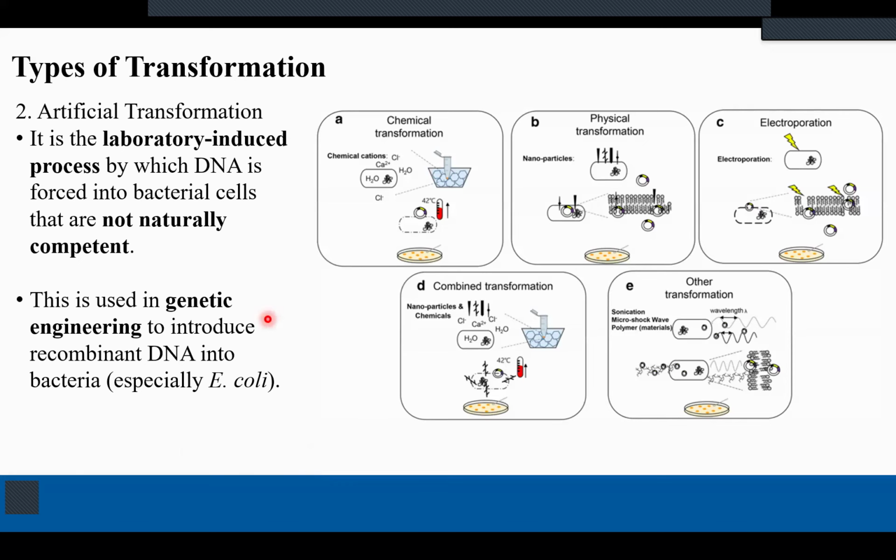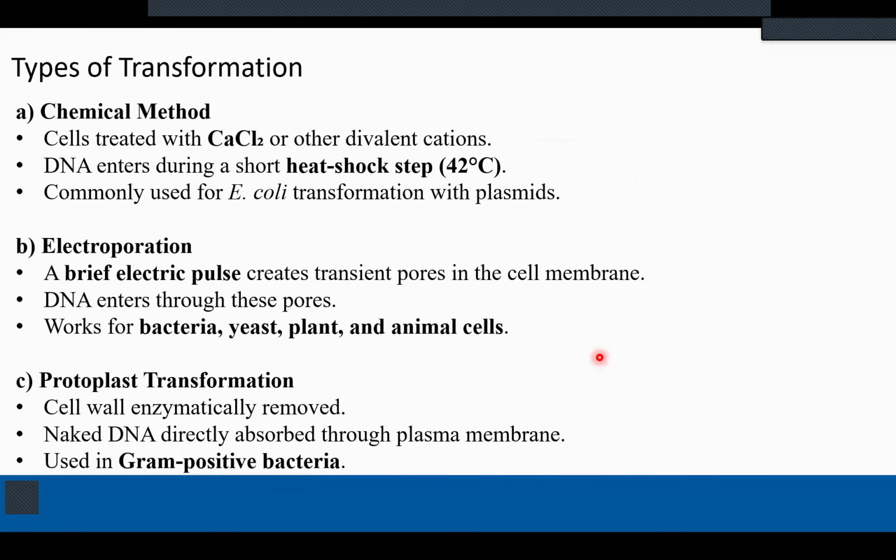Now, the second type of transformation is artificial transformation, where we are going to induce transformation through in vitro conditions. These cells are not naturally competent, but we are inducing the process of competence to them. So we have chemical transformation, we have electroporation, and we have other methods which we can use. Now, we will start with the chemical method. We are treating the cells with calcium chloride and other divalent cations. These are going to disintegrate the plasma membrane and then help increase their permeability.